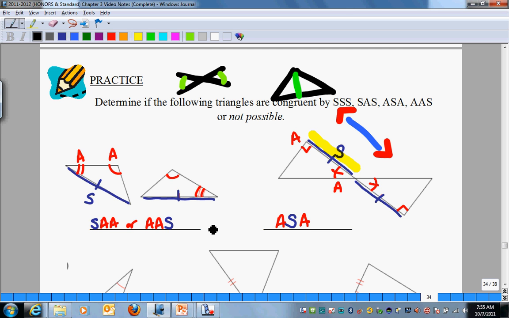Take a moment and ask yourself, what is different between these 2? Look really carefully. Take a moment and summarize verbally out loud what is the difference between those two diagrams. Why is the left angle, angle, side, and why is the right angle, side, angle?